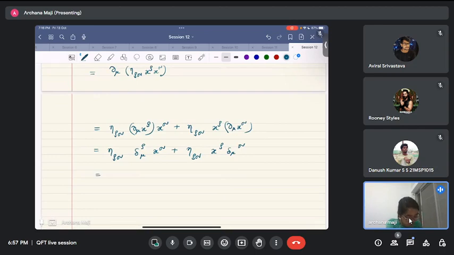This delta is a Kronecker delta, so it doesn't raise or lower indices, and so rho has to be replaced by mu. Here sigma has to be replaced by mu, so you get x mu plus x mu, which is 2x mu. Okay.